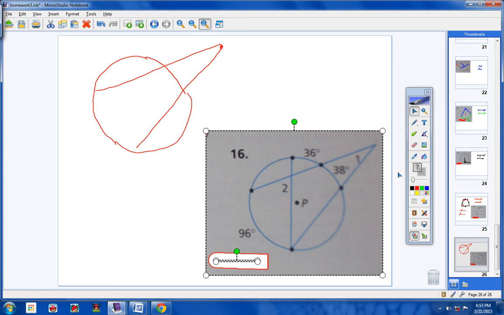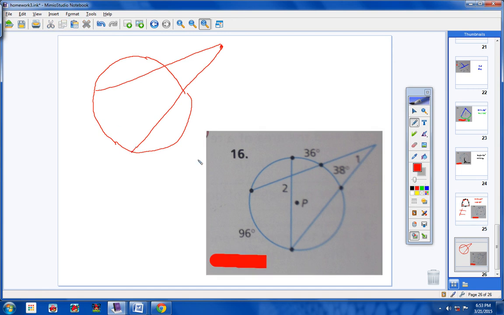So they tell us right here in black, this arc right here is 96 degrees. So from here to here, this arc is 96 degrees. This arc right here from here to here is 38 degrees. Got it? So we're going to find the measure of angle 1.